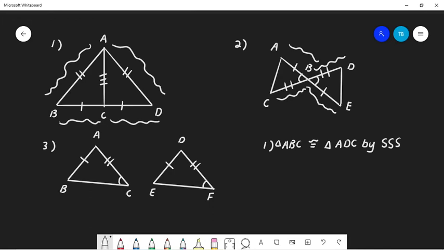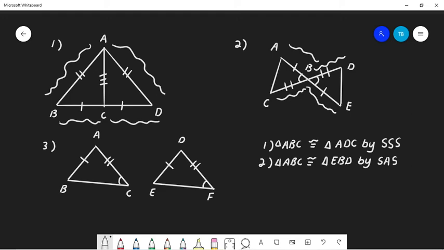So we'll write out our answer down here, number two. So triangle ABC is congruent to triangle EBD by the SAS postulate. By SAS. Alrighty. Now how about number three?